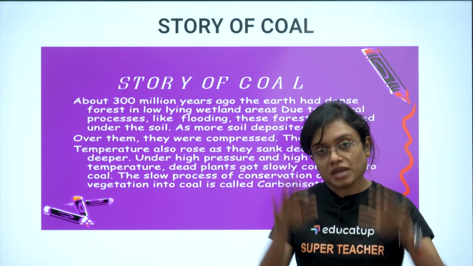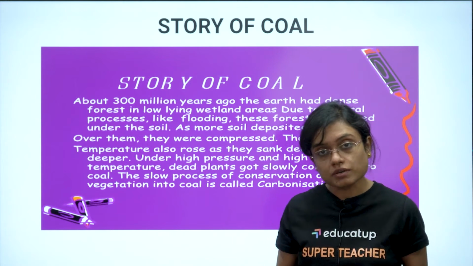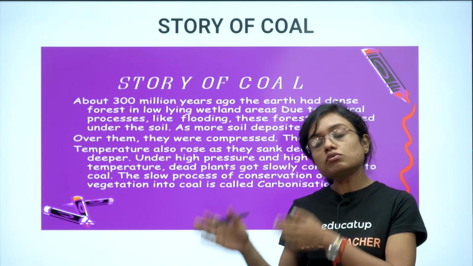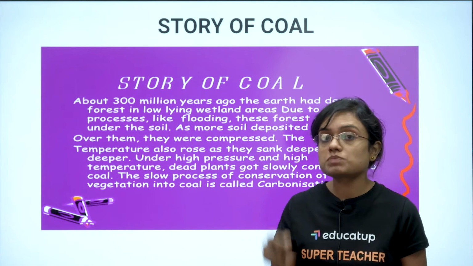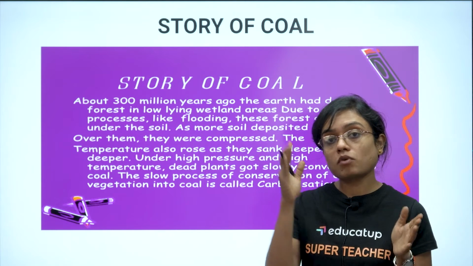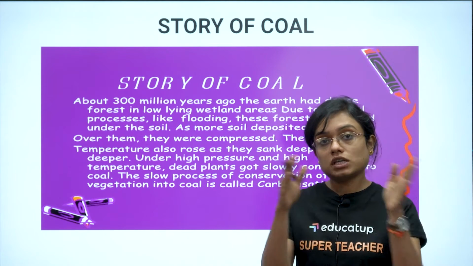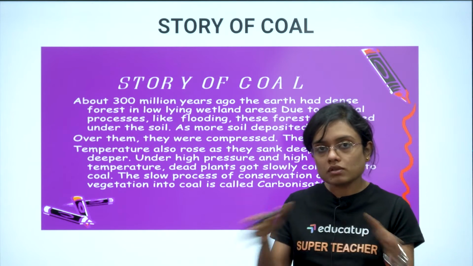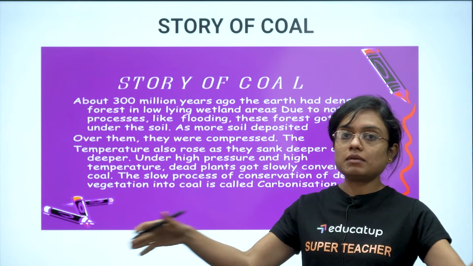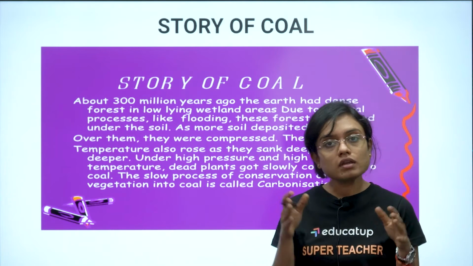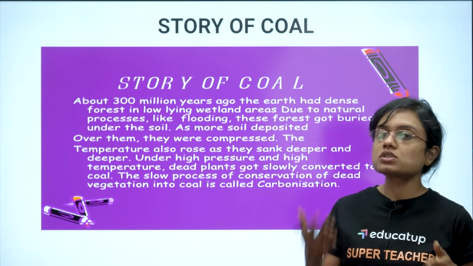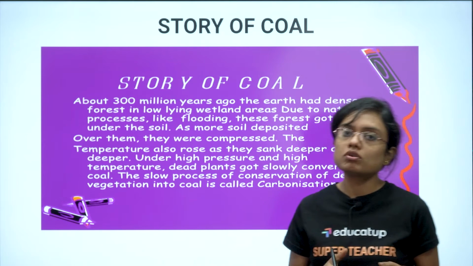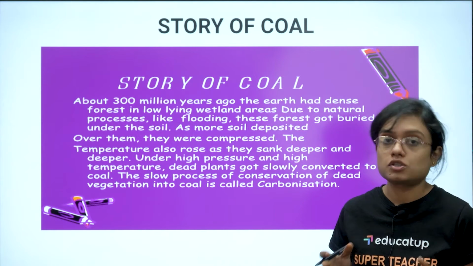So, because of the pressure and high temperature, these trees converted to coal. That means the carbon which is present in the trunk of these trees, in the body of these trees, has been converted to coal. And that is how we always find coal in coal mines which are present deep under the earth. That is how it has been formed. The process of conversion of vegetation into coal is known as carbonization.